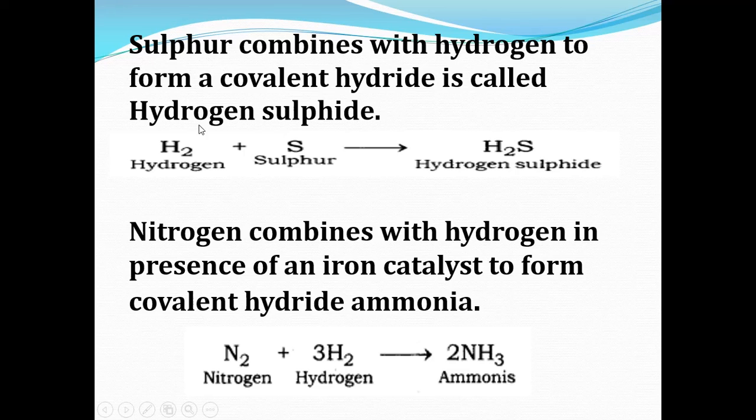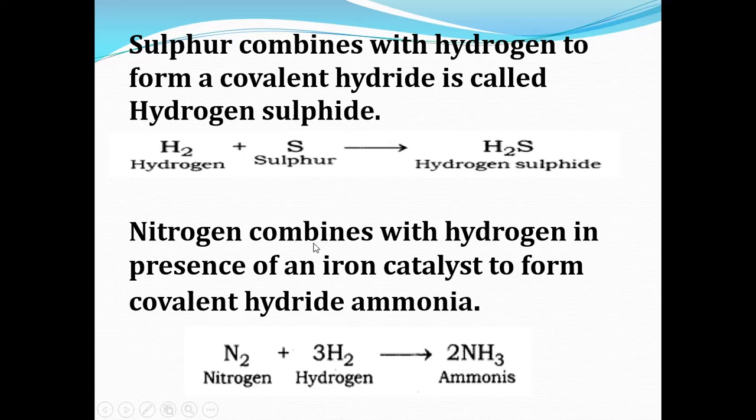Here are the examples. When sulfur combines with hydrogen, it forms a covalent hydride called hydrogen sulfide. Then nitrogen, when it combines with hydrogen in the presence of an iron catalyst, forms ammonia.